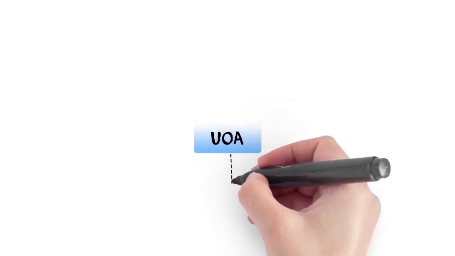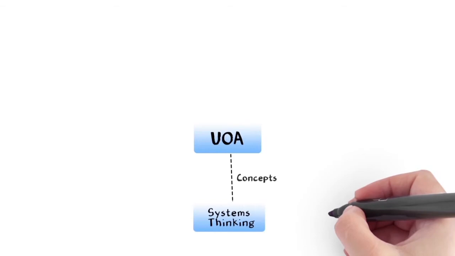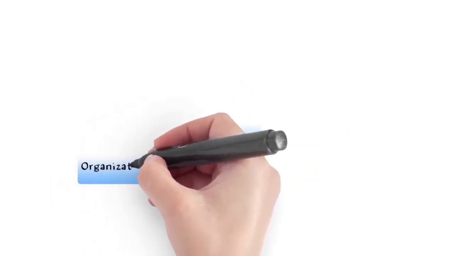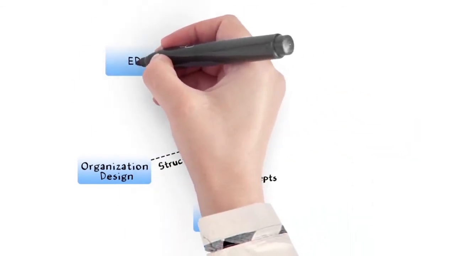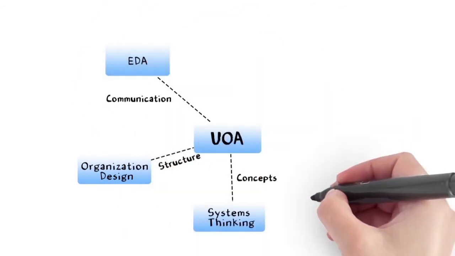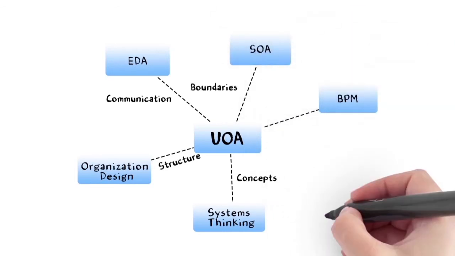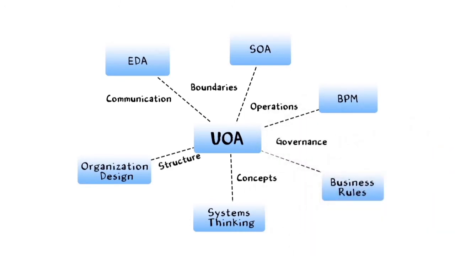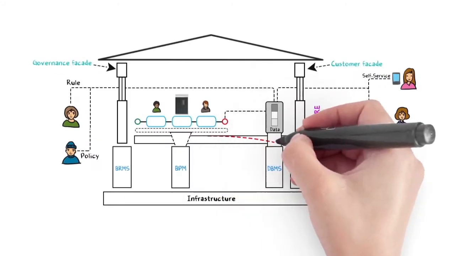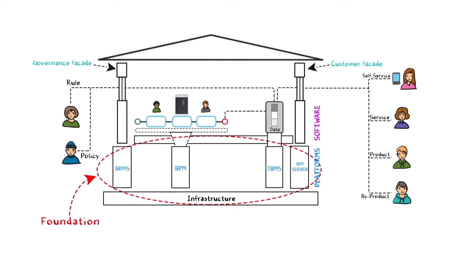Unit-oriented architecture uses the best of the best existing technologies and architectures: systems thinking for defining the problem and essential concepts, organization design for structuring both an organization and an organizational unit, event-driven architecture for inter-unit communication, service-oriented architecture for constructing unit boundaries, business process management for defining unit operations, and business rules for governance. Implemented as cloud-based platforms, these technologies provide a solid foundation for a software unit.